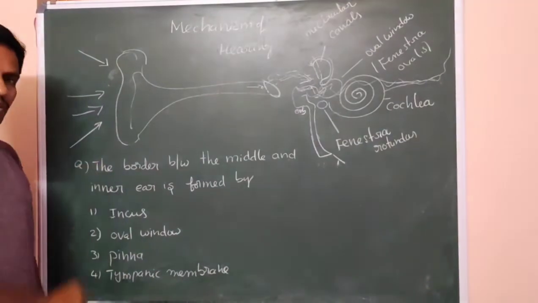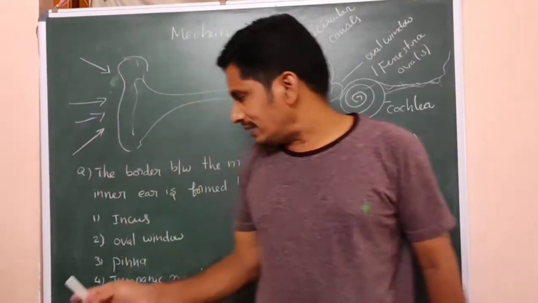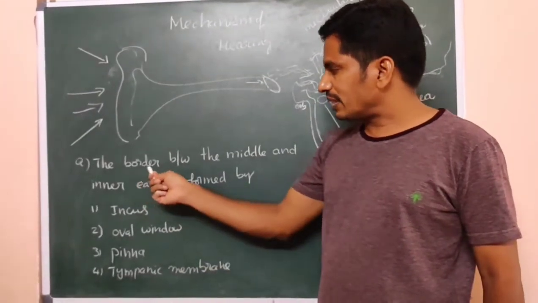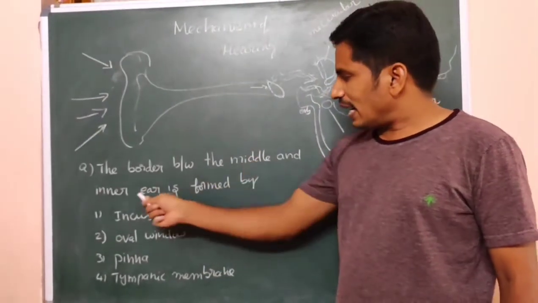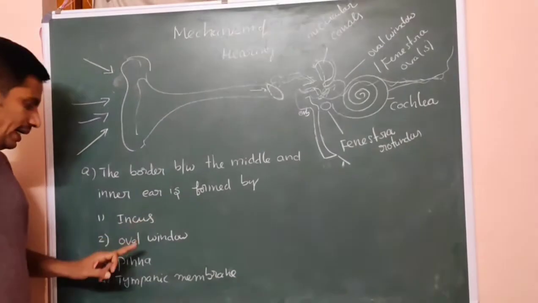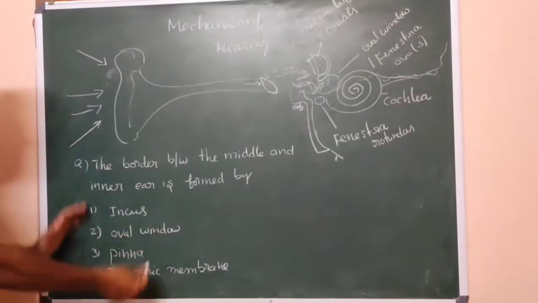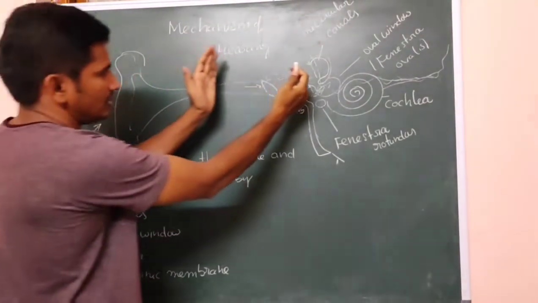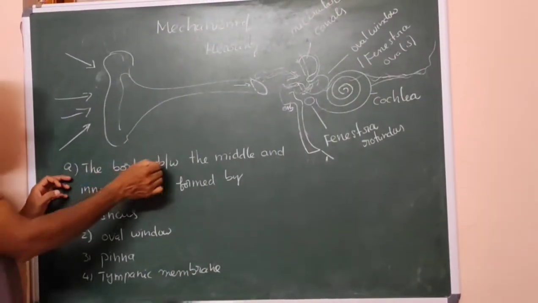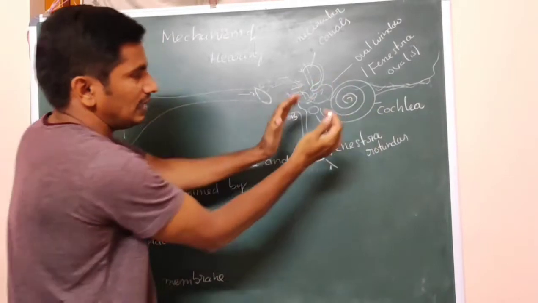Here is one more objective question: the border between the middle ear and inner ear is formed by. Option 1, incus and oval window, and pinna and tympanic membrane. You can easily eliminate some. This is the external ear, this is the middle ear, this is the internal ear. Then which is the border?